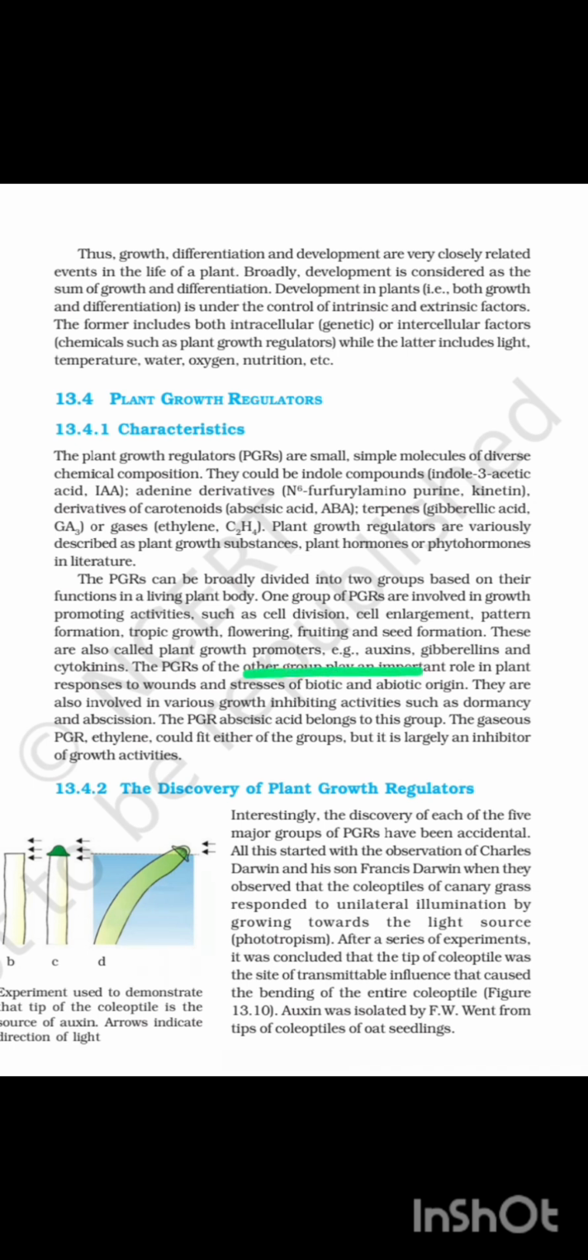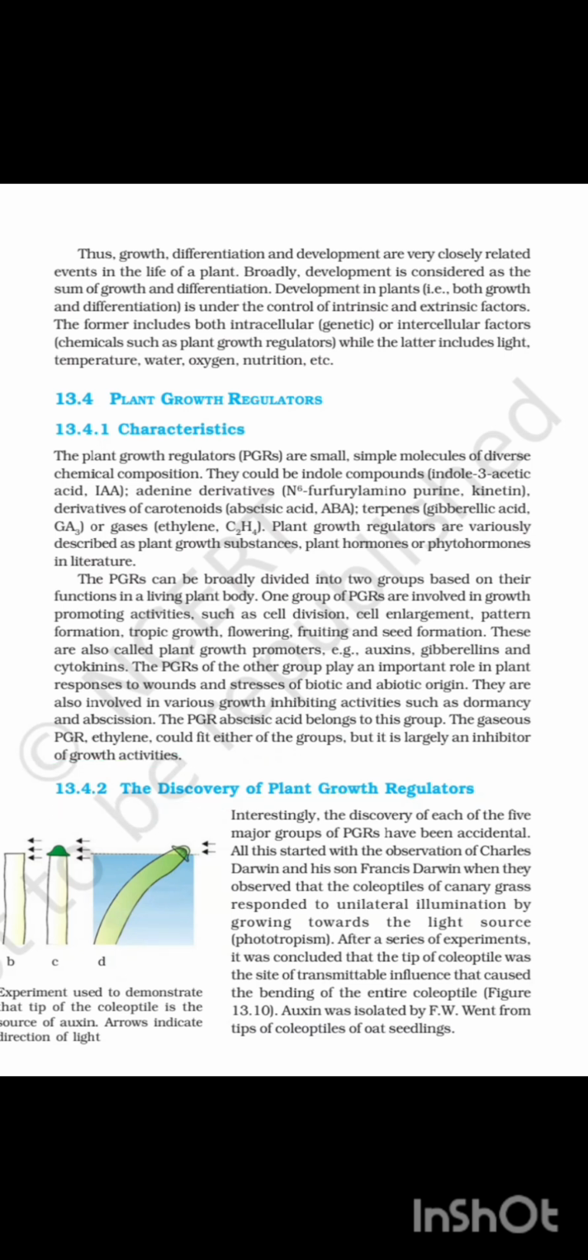The PGRs of the other group play an important role in plant responses to wound and stress of biotic and abiotic origin. They are also involved in various growth inhibiting activities such as dormancy and abscission. The PGR abscisic acid belongs to this group. The gaseous PGR ethylene could fit either of the groups, but it is largely an inhibitor of growth activities.